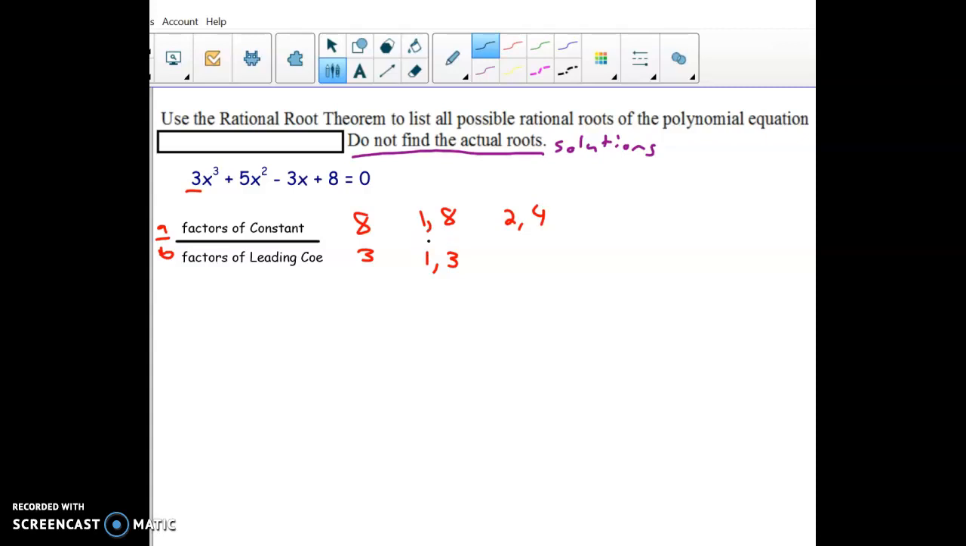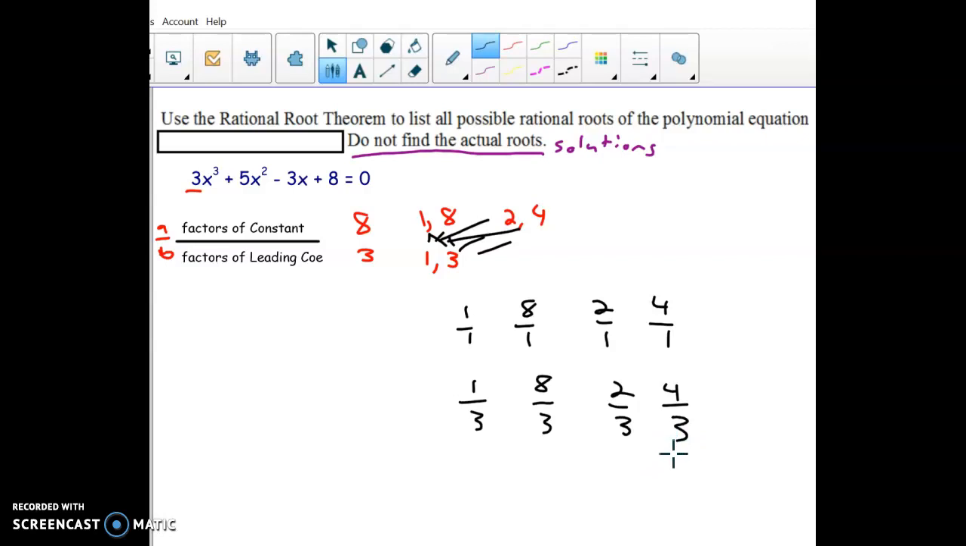So this denominator of 1 pairs with all the numerators. I'm going to list all those out: 1 over 1, 8 over 1, 2 over 1, 4 over 1. Then take the 3 and pair it with all the numerators: 1 over 3, 8 over 3, 2 over 3, and 4 over 3. If they're rational, it has to be on this list, and the only other change is you have to do plus or minus. So there's a comprehensive list of all the possible rational solutions to that polynomial. Again, we don't actually have to find them here, we just have to list what is possible.